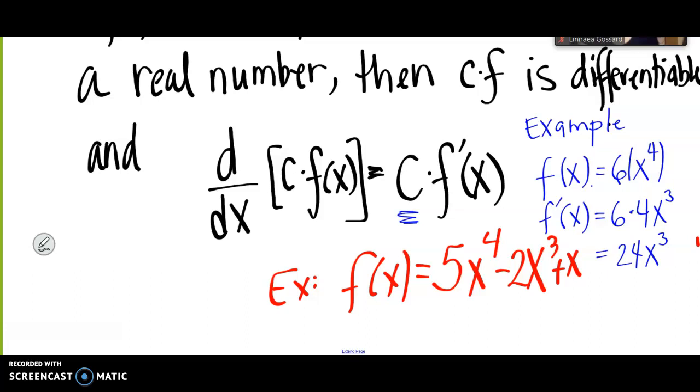And eventually you can probably skip this step right here and just go straight to multiplying 6 times 4, which is 24, and then times x to the third. Does that make sense?